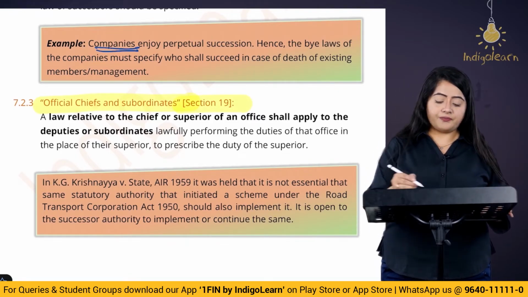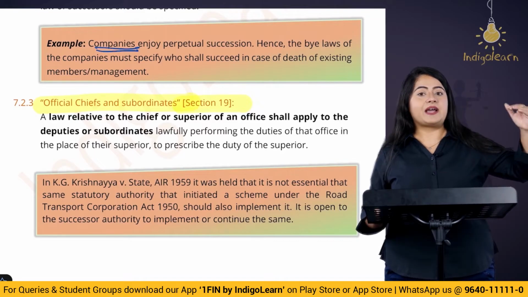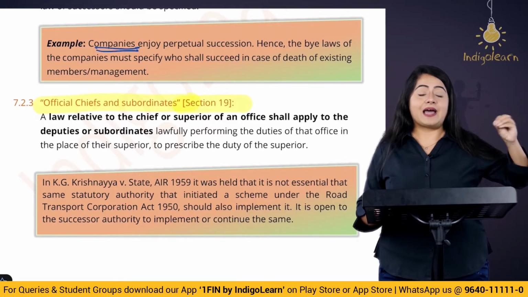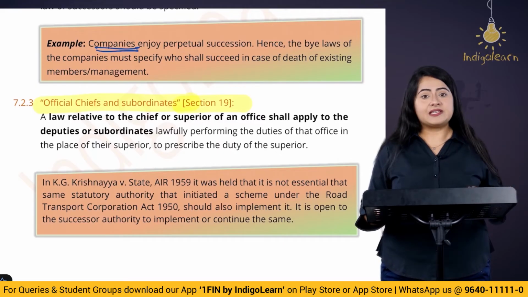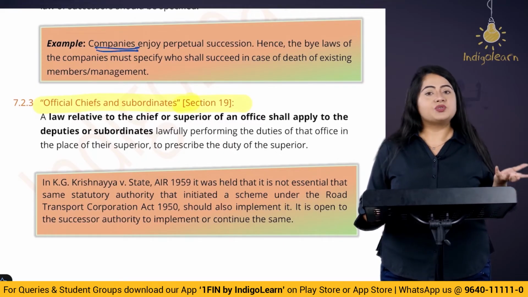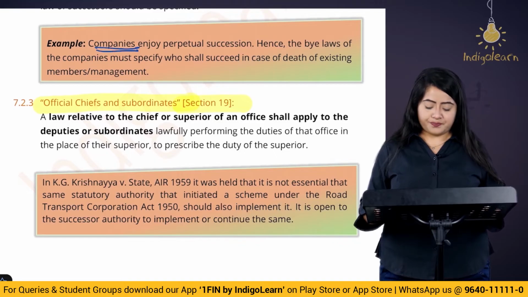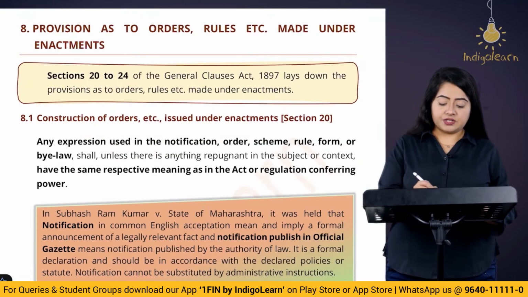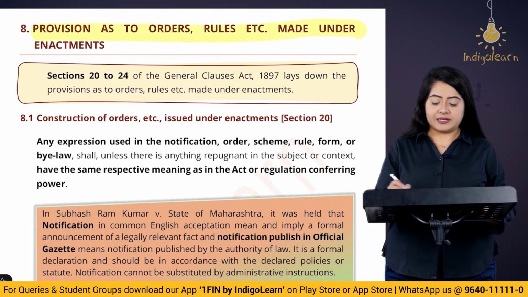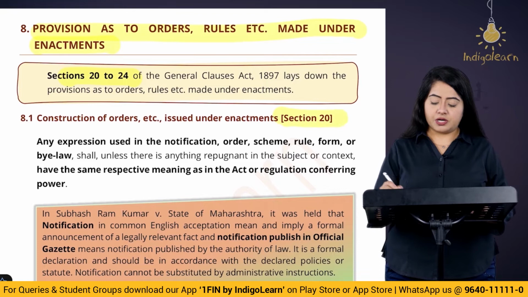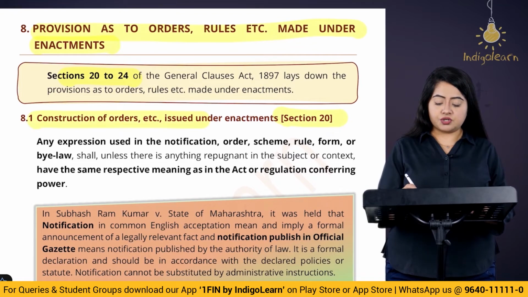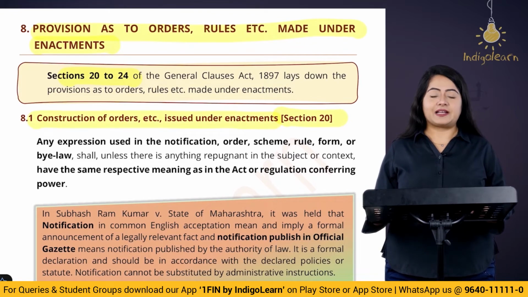So, in case of income tax, if suppose the higher income tax authorities have the Income Tax Act applicable on them, then if they delegate those powers to any subordinates, then on the subordinates also the act is going to be applicable. Very simple section. Next, we are talking about certain provisions as to orders and rules that are made under the enactment, section 20 to section 24 of the General Clauses Act. First, let's talk about section number 20, which talks about construction of the orders issued under the enactment.